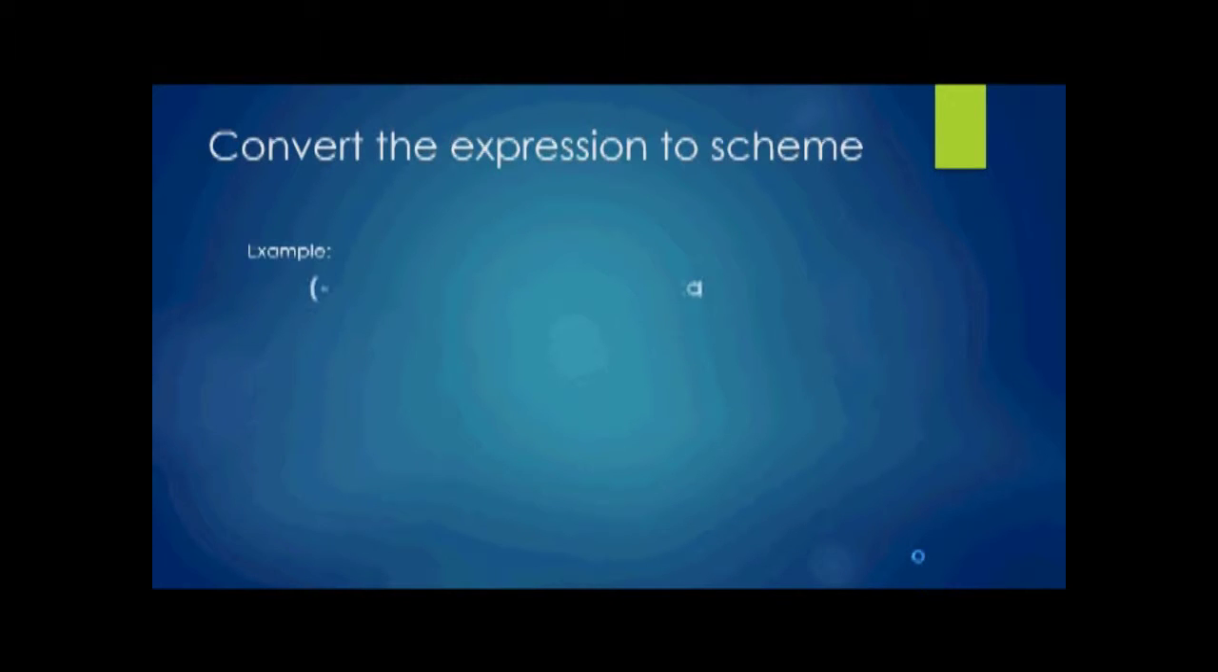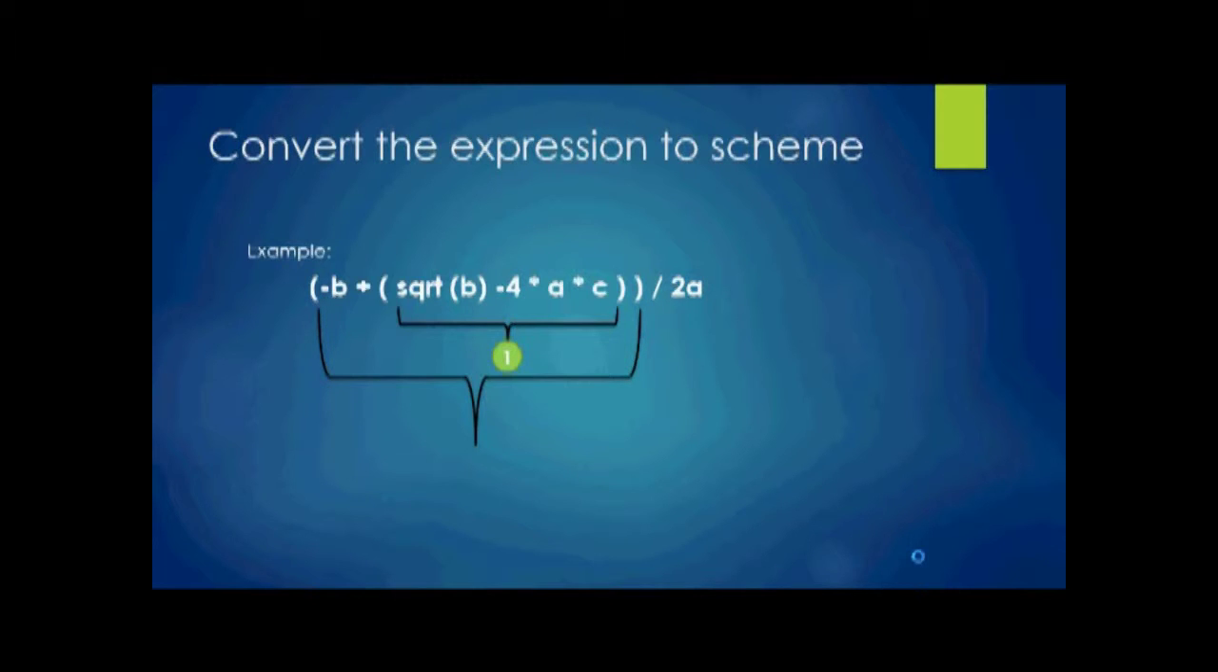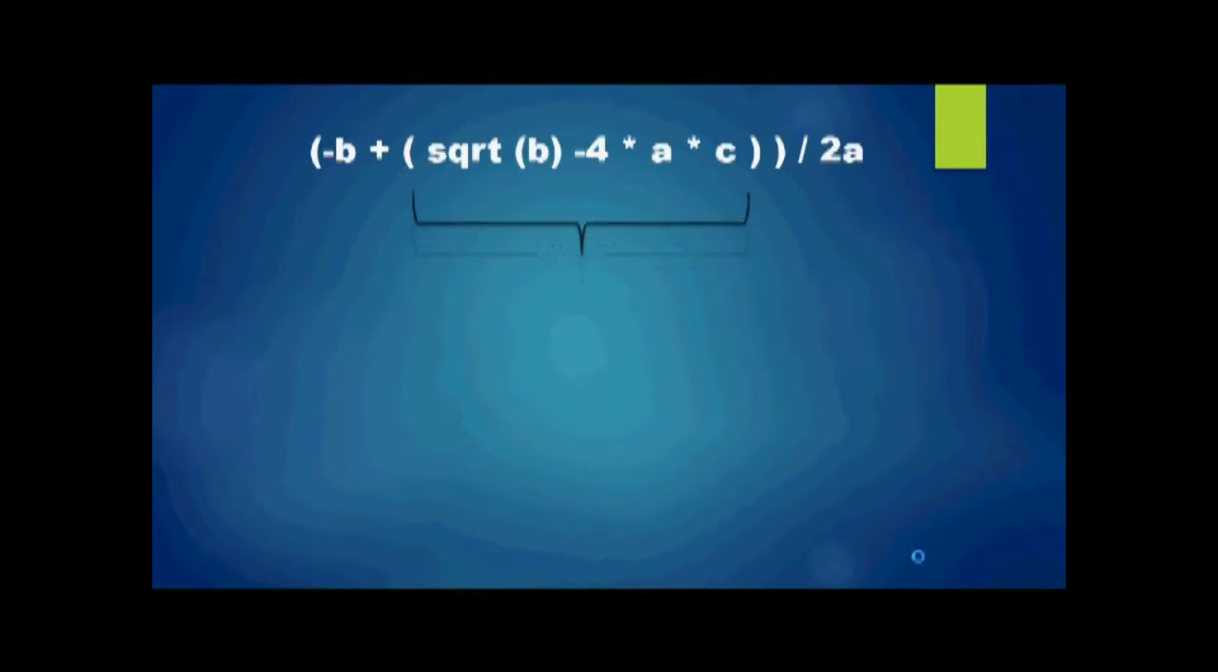Let us do one example. Convert the expression to Scheme. First convert the square root of b squared minus 4 * a * c. Second, b plus the square root of b squared minus 4 * a * c. Finally divide by 2 * a. These are the steps to convert this expression to Scheme. Let us see the answer.